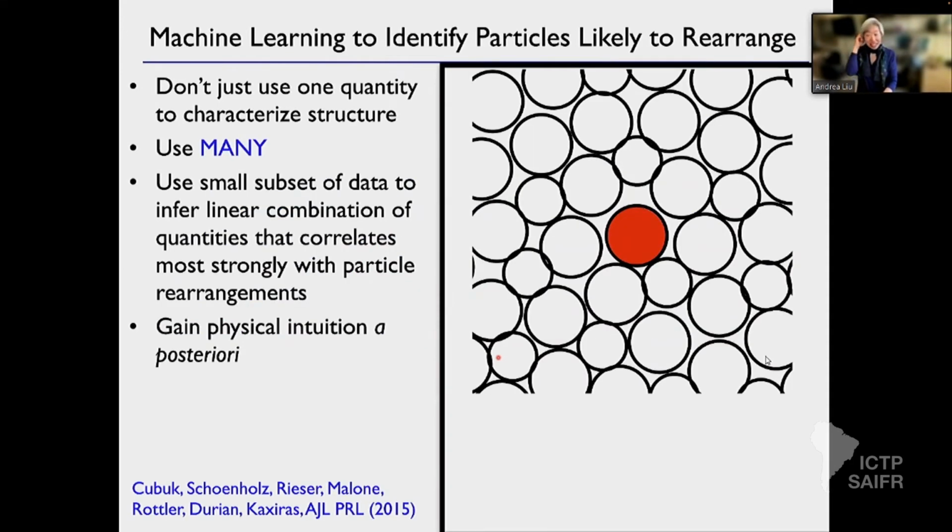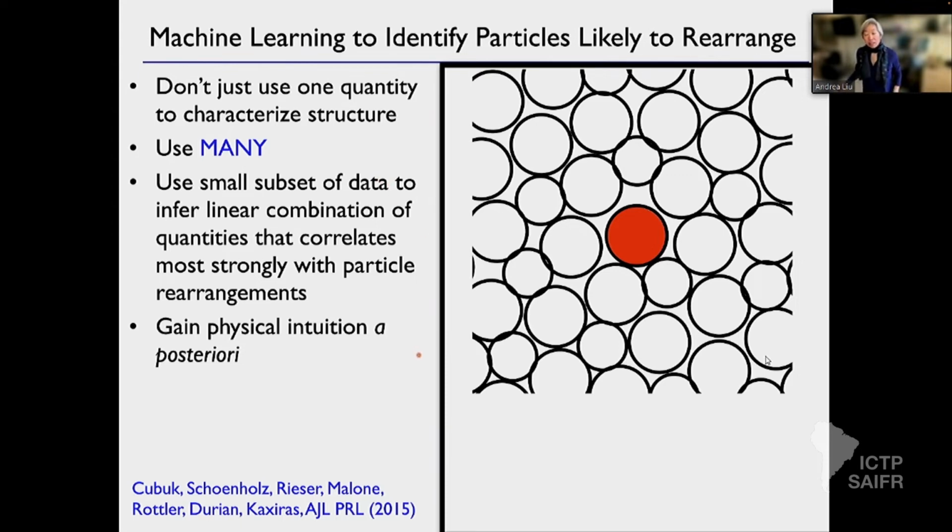So now finally, let me explain what we do. We use machine learning to try to find a structural quantity that tells us about the probability that a particle will rearrange. The whole idea of machine learning is you don't just look at one quantity to characterize the structure. You don't just look at how big a person's nose is relative to the width of their face to say, this person is John, to identify the face. You look at many, many different things.